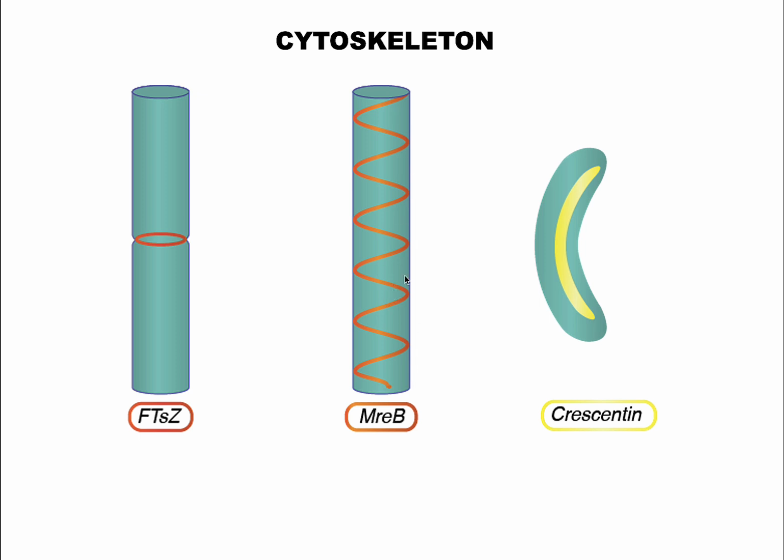MreB assumes a helical configuration running the length of the cell and dictates the activities of the peptidoglycan synthesis machinery, assuring a non-spherical shape. Crescentin, homologous to the eukaryotic proteins laminin and keratin, is found in spiral-shaped bacteria with a single curve. The protein assembles lengthwise in the inner curvature of the cell, bending the cell into its final shape.